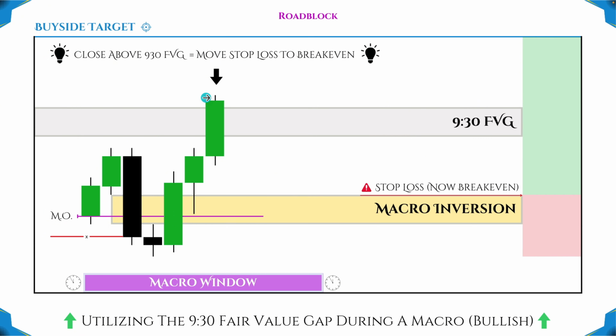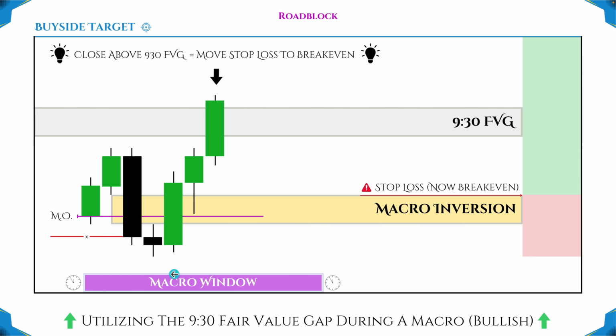When we get that close above the 930 fair value gap, it's not only confirmation that it's likelier that we're going to continue to our buy side target and that we're correct about our analysis and our trade, but since we want this 930 fair value gap to support price, once we close above that roadblock, we can move our stop loss to break even. So that's the rule. Once we close above this, you move your stop to break even.